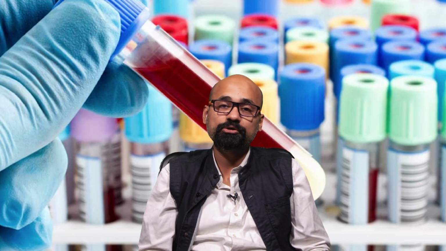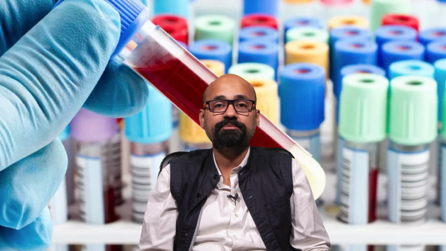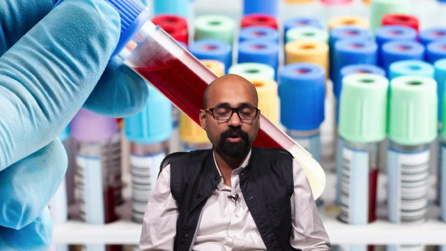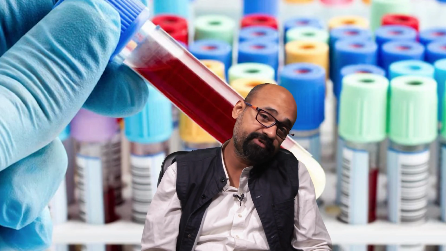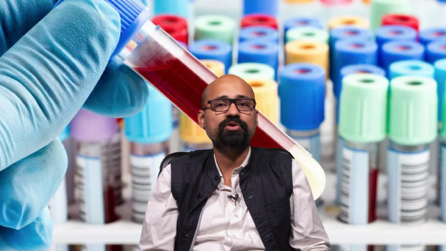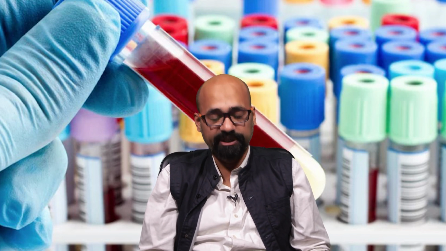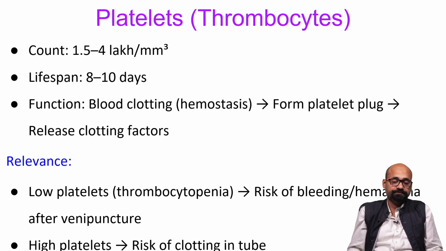The white blood cells are usually increased in cases when there is some infection, and when the count is more than 11,000, we call it leukocytosis. In certain infections their number might decrease as well, less than 4,000, we call leukopenia. It is decreased in viral and bone marrow issues. That is one of the examples of leukopenia.